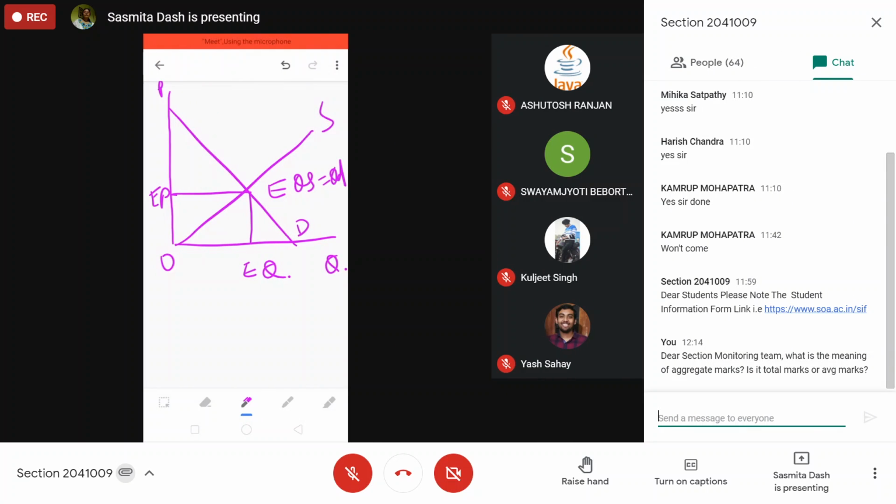Now, what is the consumer surplus area? When we talk about consumers, a person whose willingness to pay is here is also paying this equilibrium price. Equilibrium price is the price which buyers pay and which sellers receive. That is at equilibrium. The buyer is paying this equilibrium price.